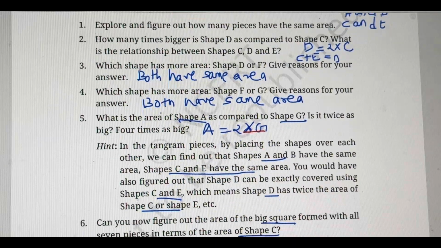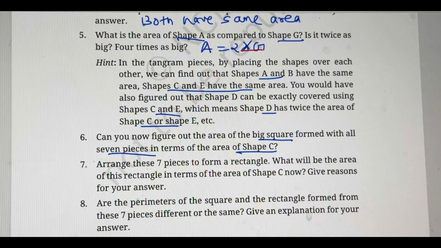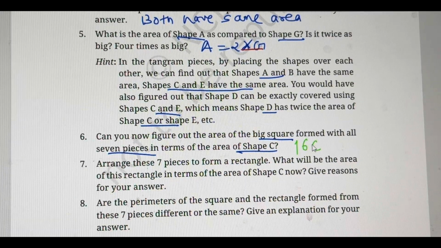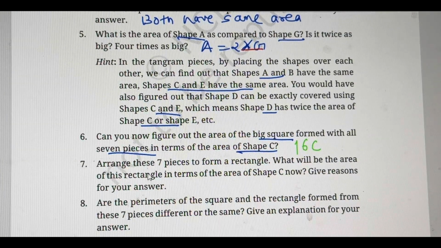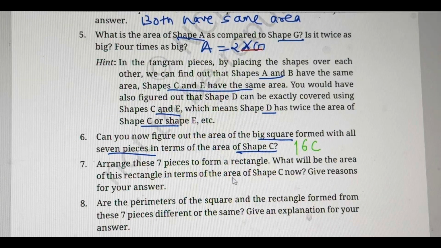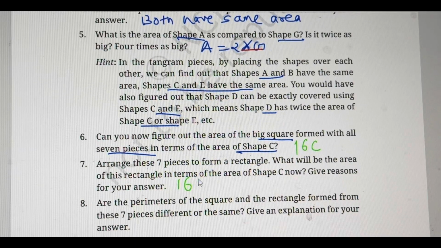Answer number 6. So area will be 16C. We can write over here. Arrange these pieces to form a rectangle. What will be the area of this rectangle in terms of area of shape C? So that I can just show you how it can be arranged in the form of rectangle. But we have also asked what is the area of this rectangle. The area will remain same as 16C.